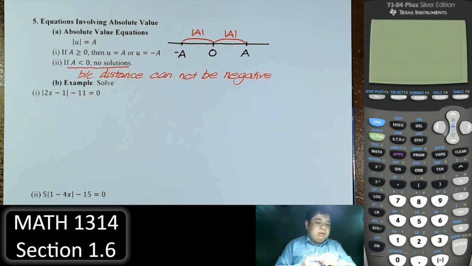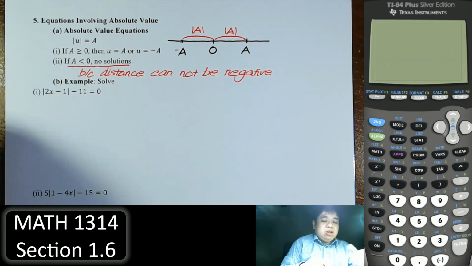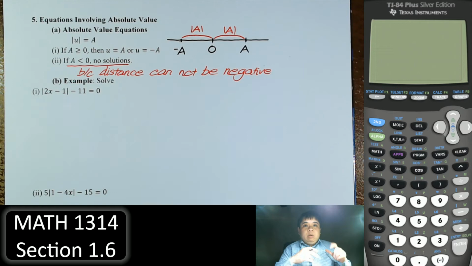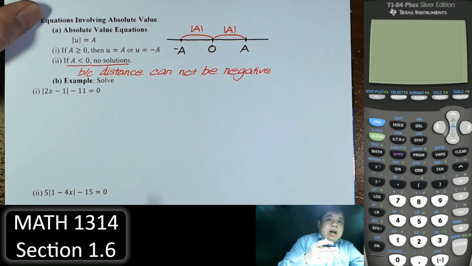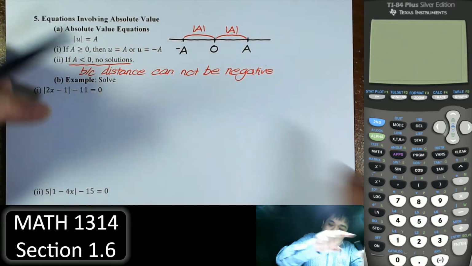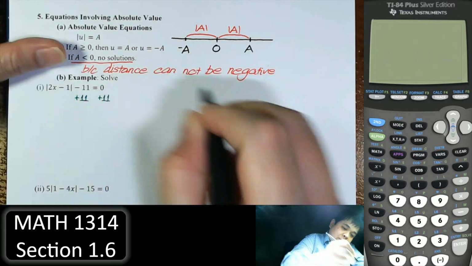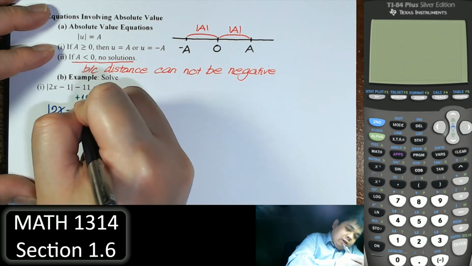Right, let's look at the first equation. The absolute value of 2x minus 1, minus 11, equal to 0. So this equation is similar to the radical equation, the equation that has the square root. With a radical equation, we try to isolate the square root. In this equation there is an absolute value, so we're trying to isolate the absolute value. So we're going to add 11 to both sides. So we have the absolute value of 2x minus 1 equal to 11.